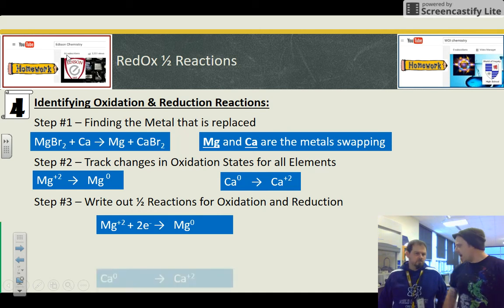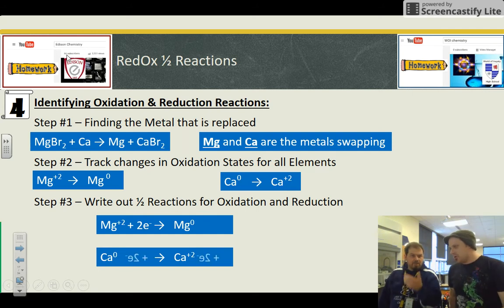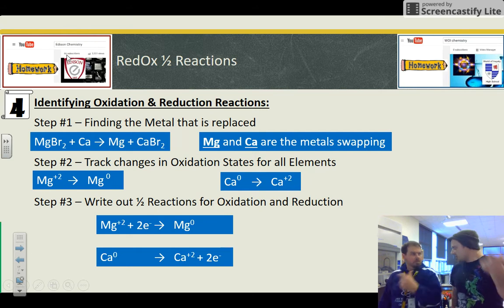So let's check out the oxidation half. Again, we have that initial Ca0 and Ca +2 that we already figured out. Where do the electrons go? If I added 2 electrons to elemental calcium, it would be a -2 charge. So that doesn't work. Let's get rid of that. Oxidation is losing electrons, and that's our oxidation half reaction, because losing goes on the product side.